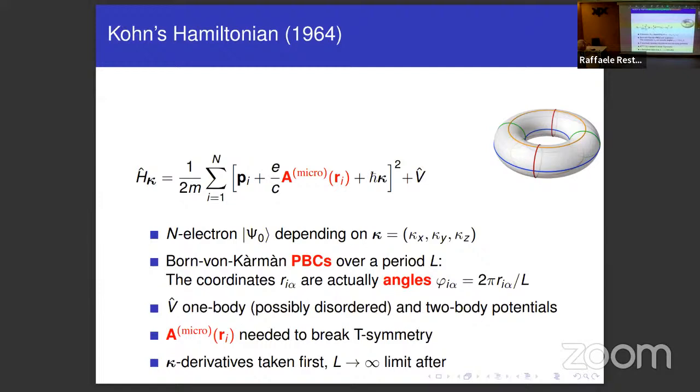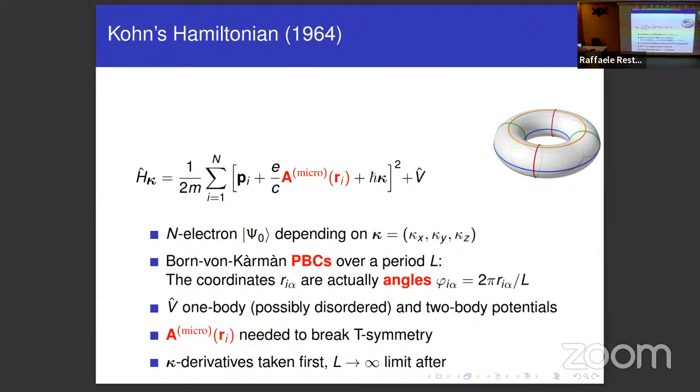We adopt periodic boundary conditions, that is, the coordinates are angles, indeed. The potential V is the potential of the lattice, the potential of the nuclei, plus also the electron-electron interaction. And the recipe given by Kohn is, since we will take derivatives, you take the derivative first and the thermodynamic limit after. So the limit of a large system after taking the derivatives.